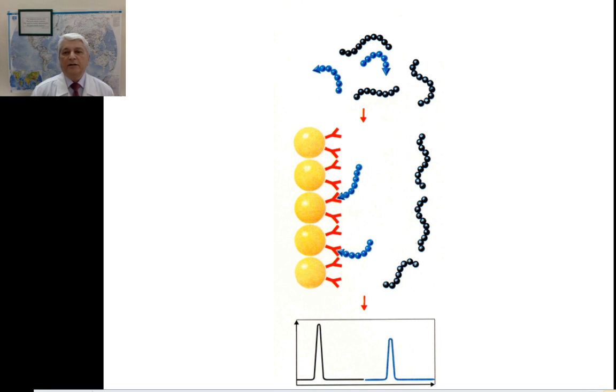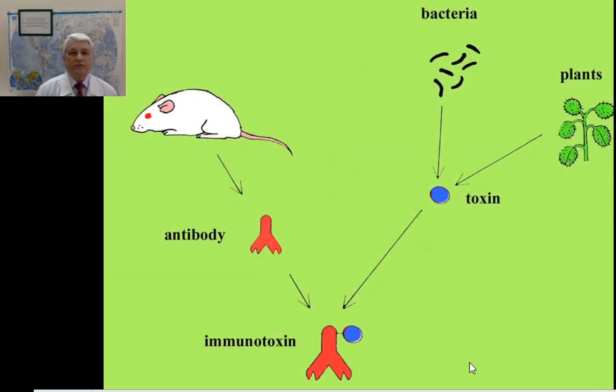But another example is much more interesting. Please write the word immunotoxin. It is written here, look. Immunotoxin. What is immunotoxin? Let's write a definition. Immunotoxin is a molecule of immunoglobulin with desired specificity combined with a toxic molecule.